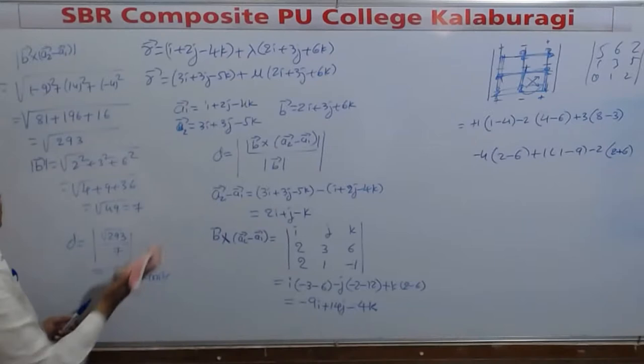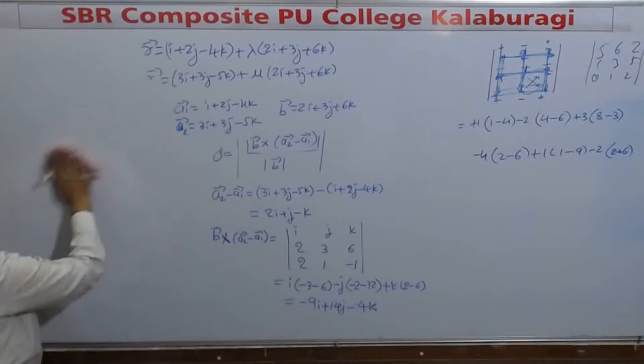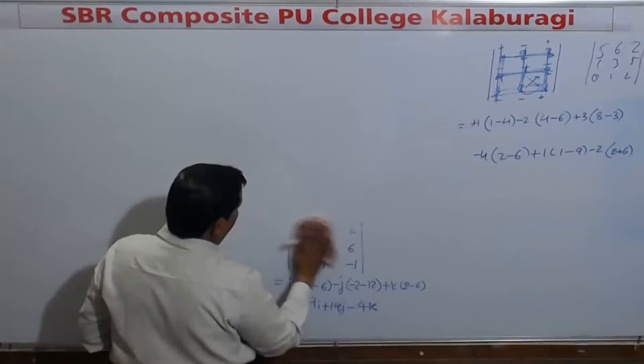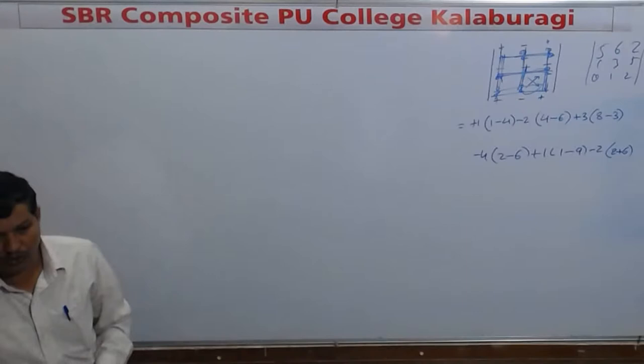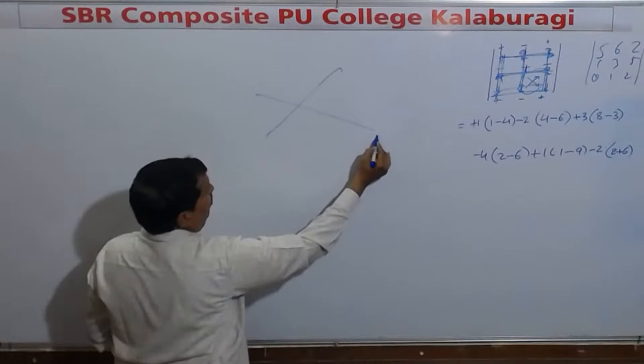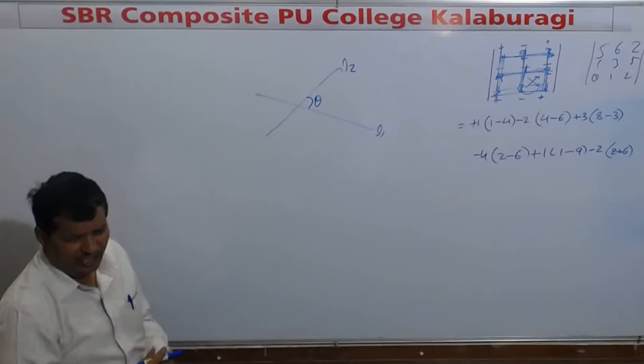Yes, this completes the concept of the line. One more concept I want to explain here is the angle between two lines. Already I told you, usually this year they will not ask examples based on the angle between two lines. Suppose the lines are not parallel and not skew lines, then they are intersecting lines. Intersecting lines means they intersect at one point. L1 and L2, theta you have to find.